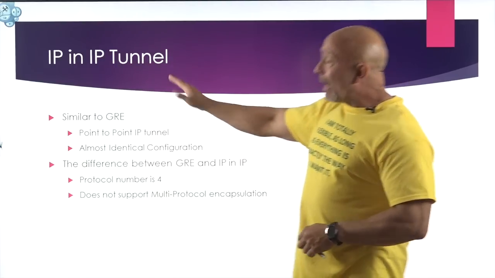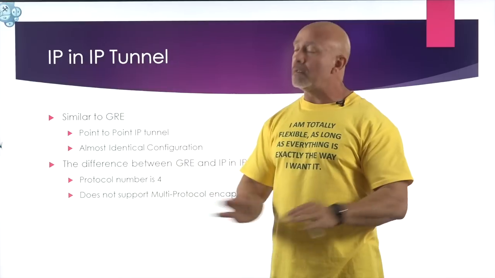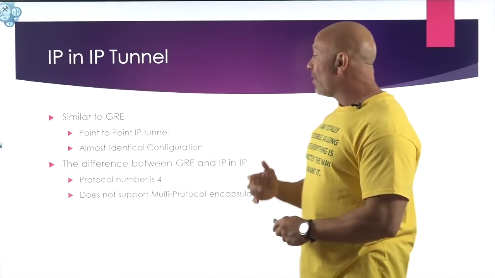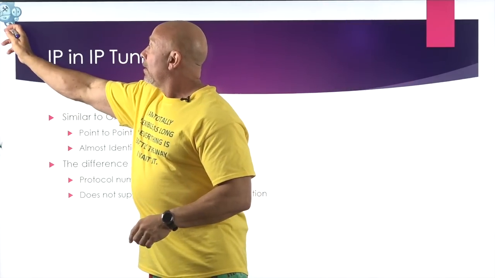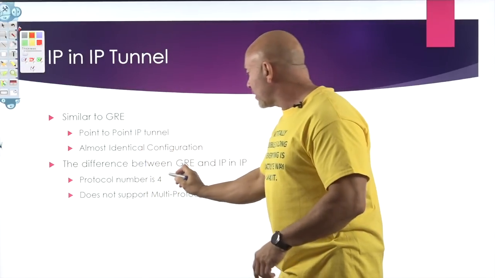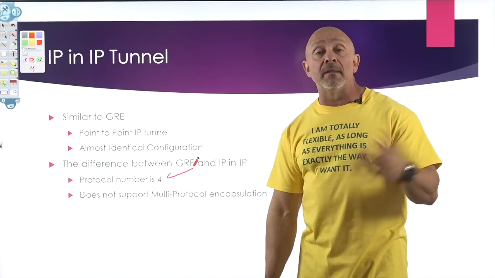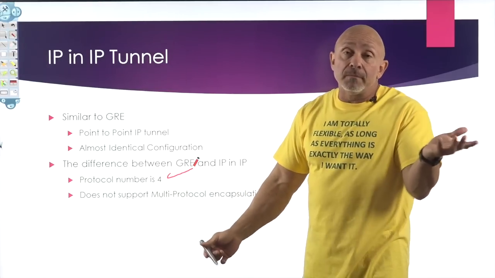Now, IP and IP, it's pretty much the same. There's nothing really different except for the protocol number, and the way that you change it. It's this protocol number. So GRE is 47 and IP and IP is 4. Okay, now you know, no big deal.